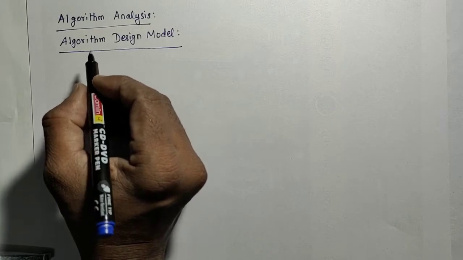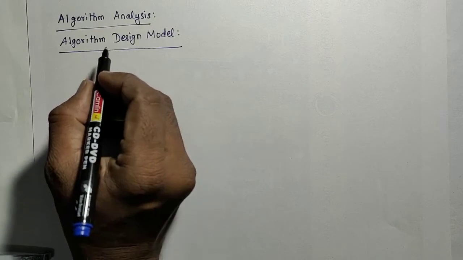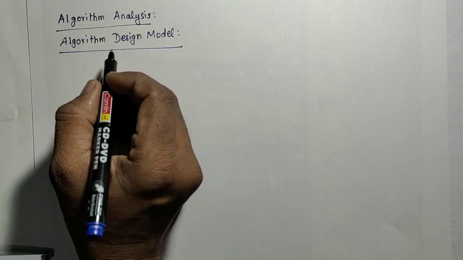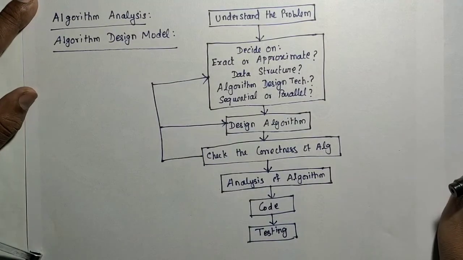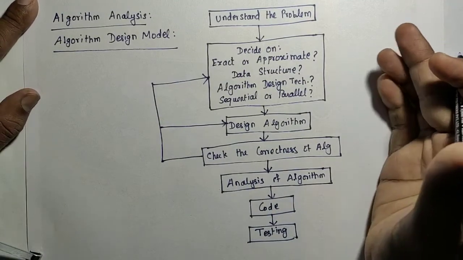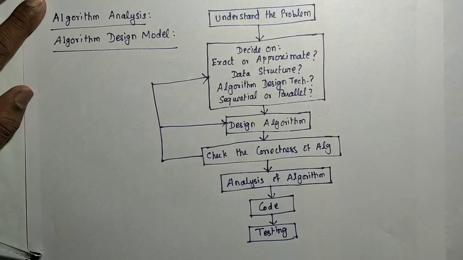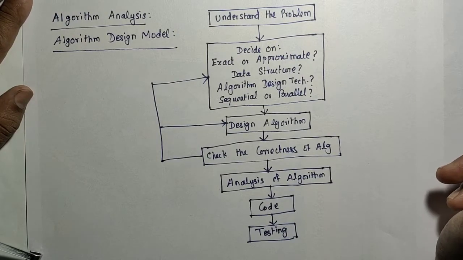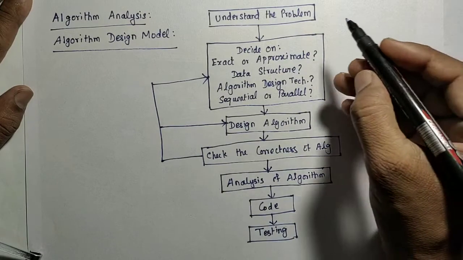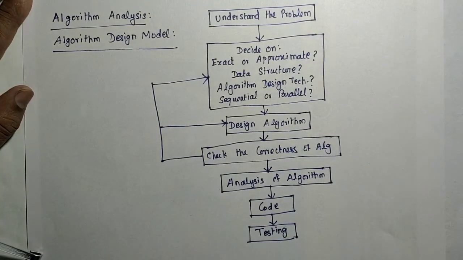So for that we need to recall the algorithm design model. This is the algorithm design model that we have discussed already. If you want to design a new algorithm for a particular problem, we need to follow these steps. So first step is understanding the problem. It is nothing but identifying the input and the output of the problem.